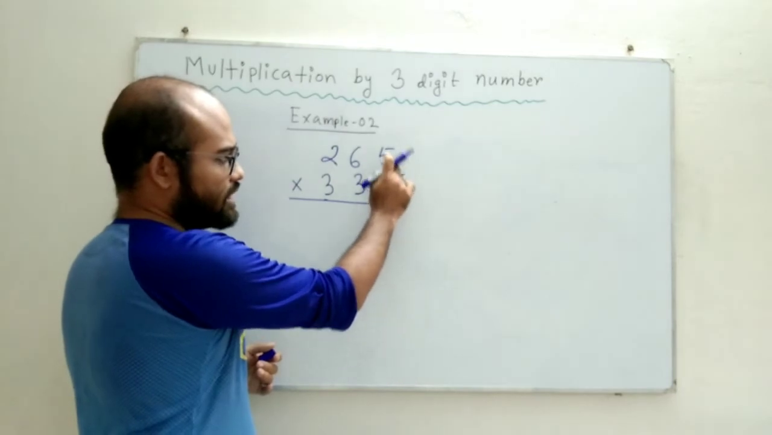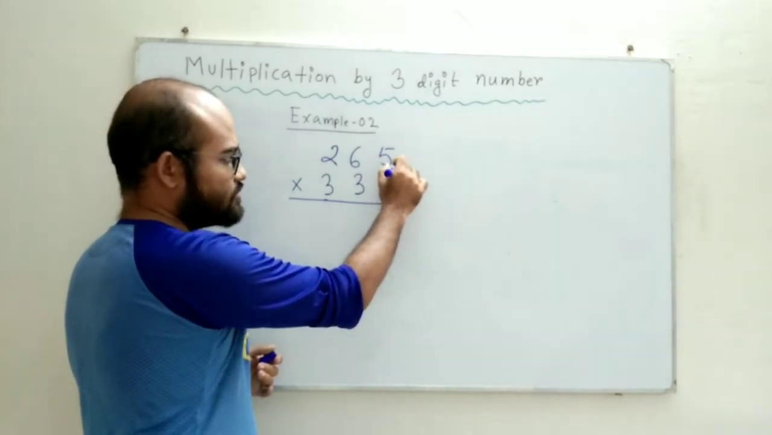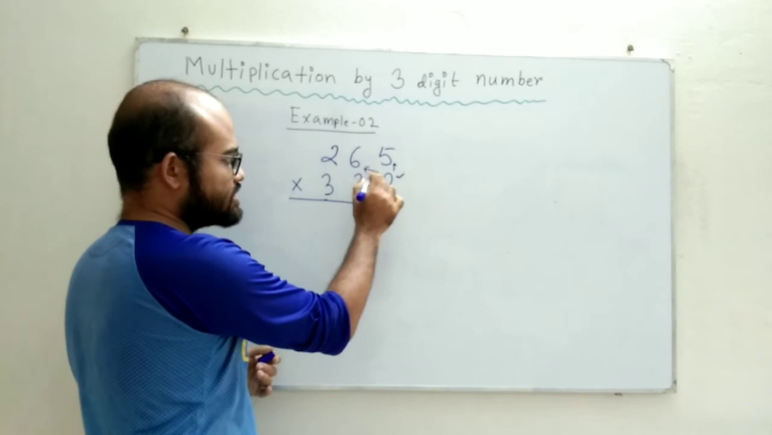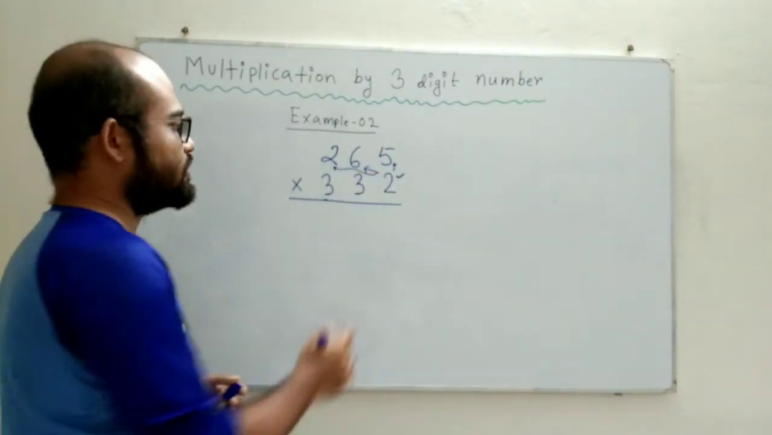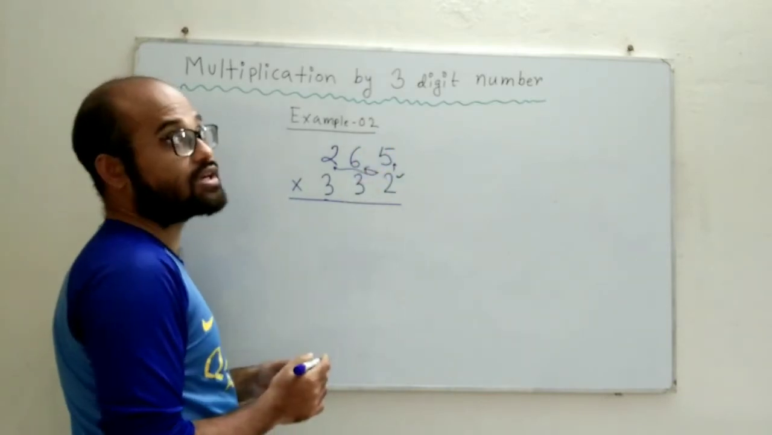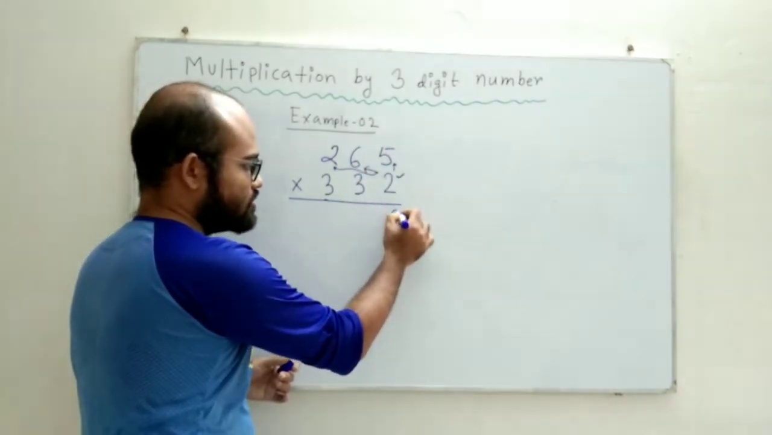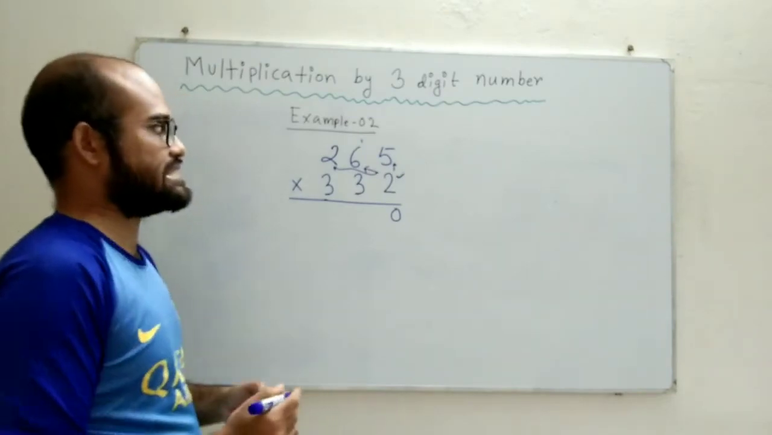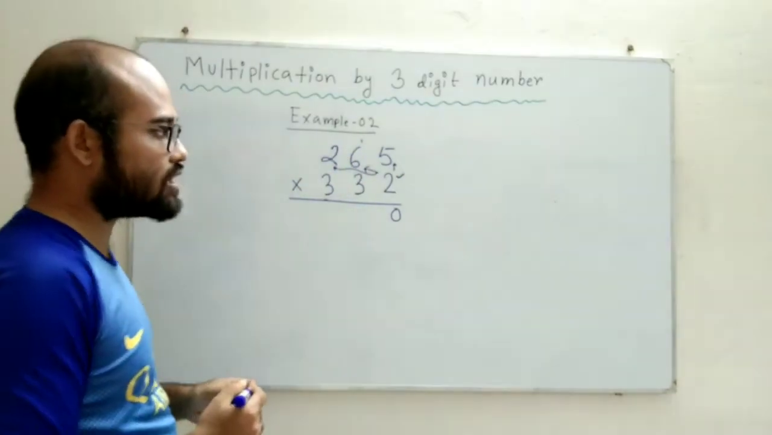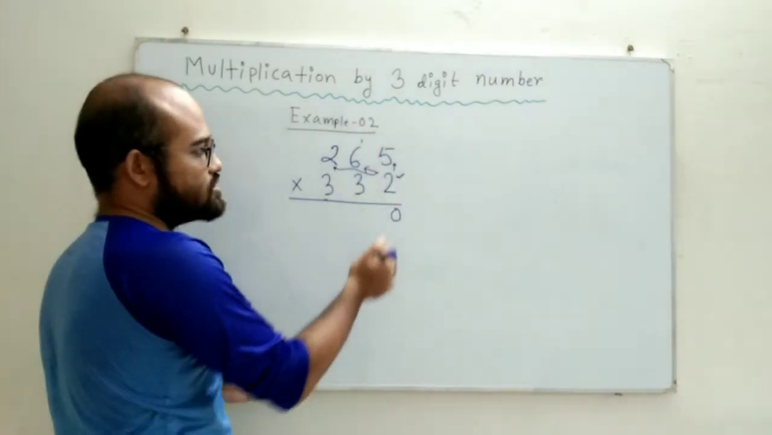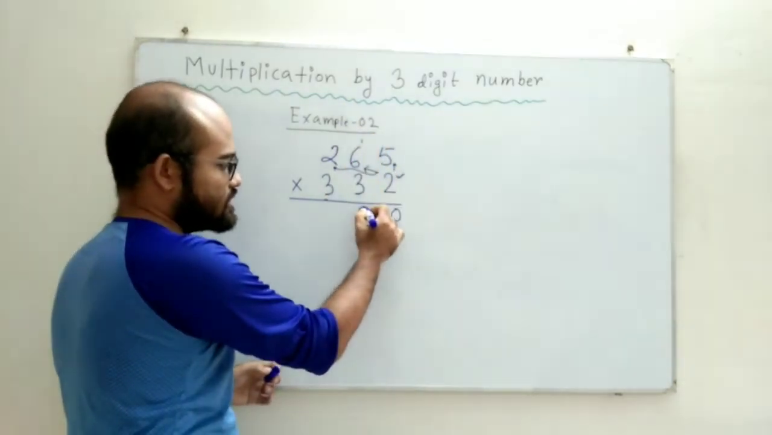So what will we multiply 2 with? We will at first multiply it by 5, then by 6, then by this 2 in the hundreds place. So 5 times 2 gives us how much? 10. So I will put 0 here, 1 at the top of 6. Now again, 6 times 2 gives us how much? 12. But we had carried over 1, so 12 plus 1 gives us 13.